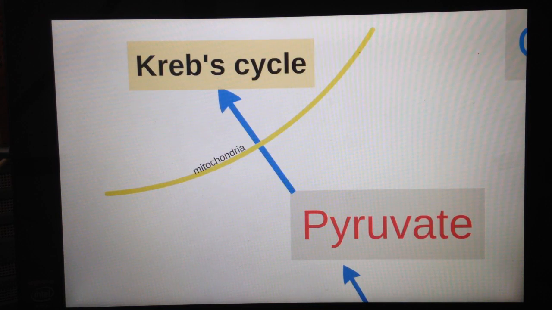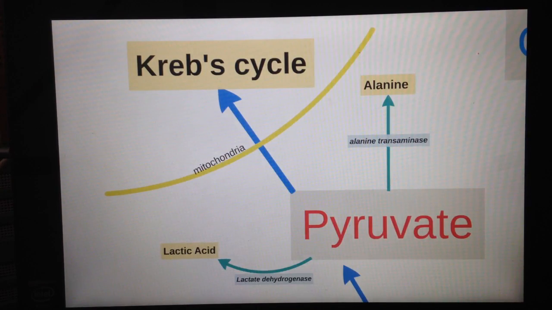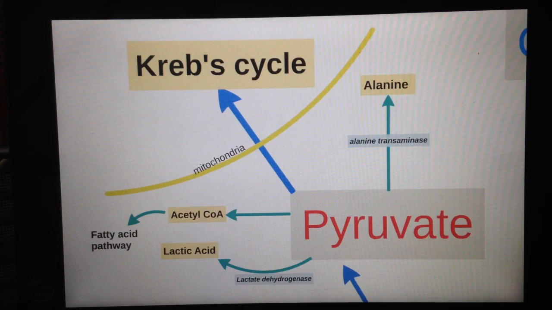Lastly, what I want to talk about is pyruvate. Pyruvate is extremely important because it is the pathway for glycolysis to enter the Krebs cycle, but it is also the pathway to alanine through alanine transaminase. It's also the pathway to lactic acid through lactate dehydrogenase. It's also a pathway to fatty acid synthesis through acetyl-CoA. By the way, acetyl-CoA is also a crossroad for a lot of reactions, but I will not bore you with the details as of now.